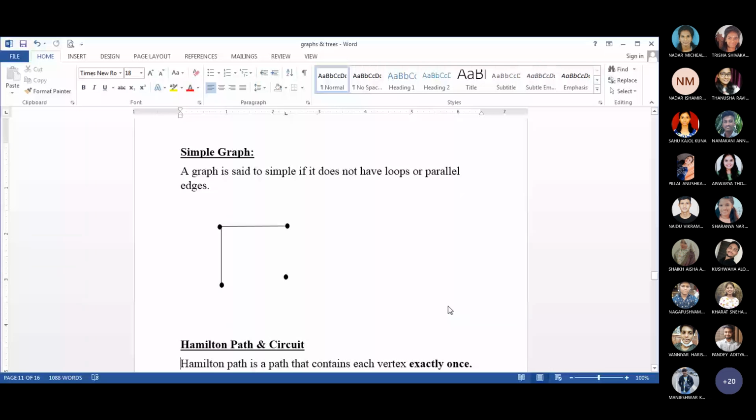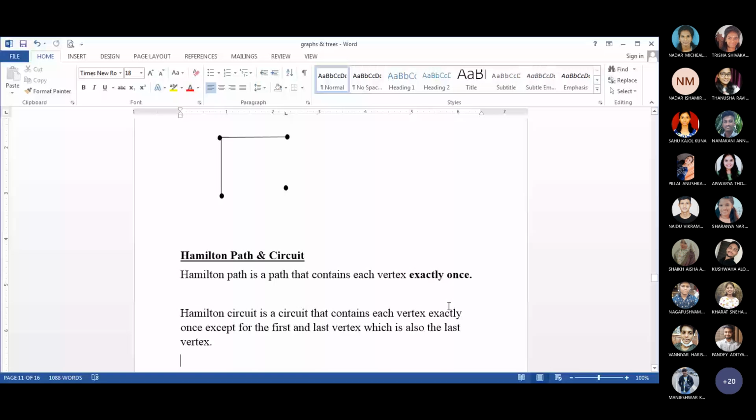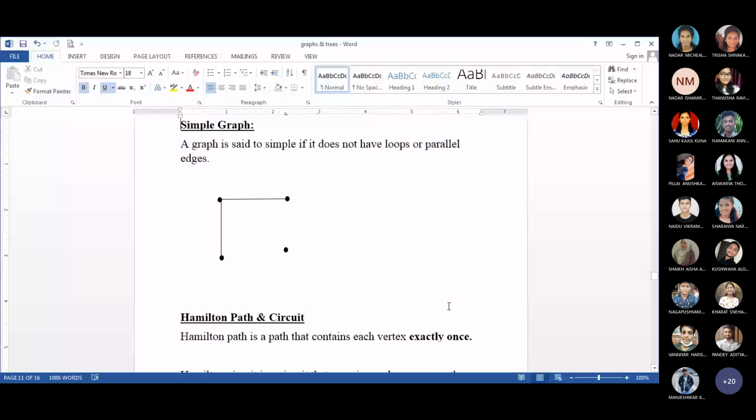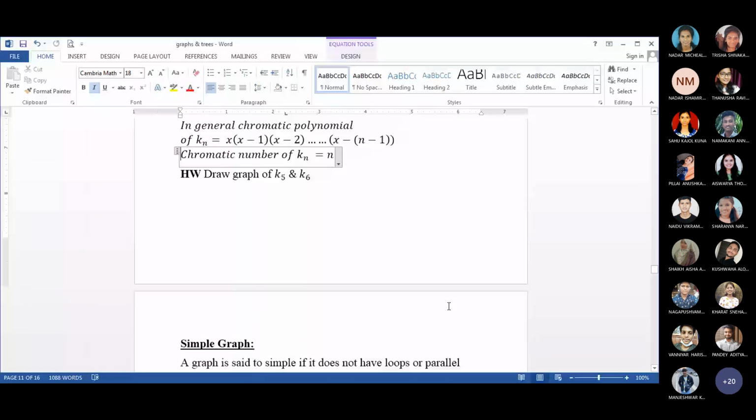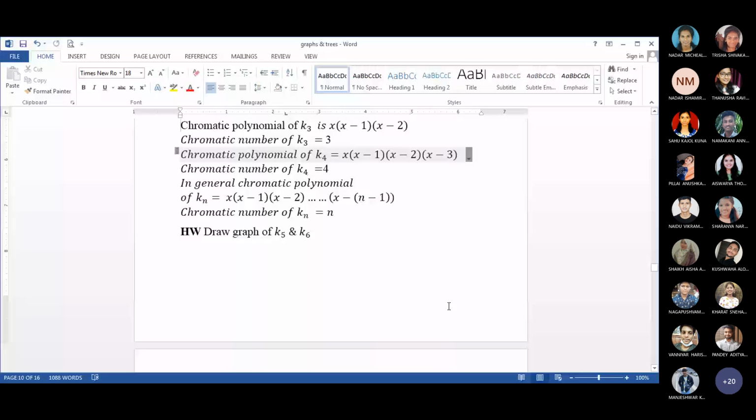Next is Hamilton path. Sir, in that homework we only have to draw, not write the chromatic polynomial and number, right? No. We have written the general formula, so that doesn't make sense. You can easily get it by putting the value of n in the formula. Like you can tell orally, what will be the chromatic number of K5? 5. And K6 is 6.